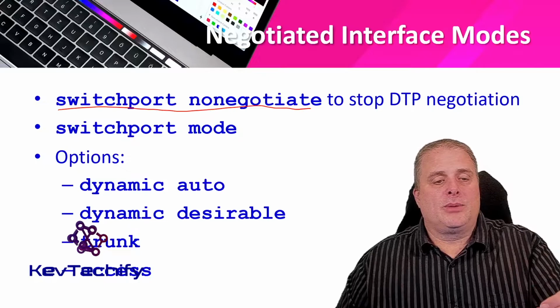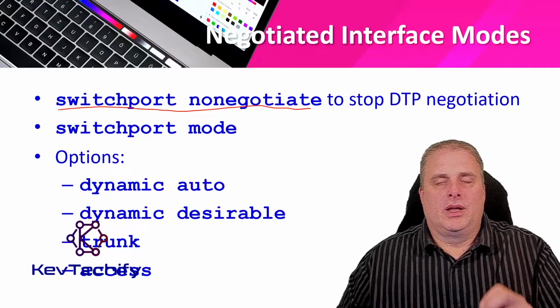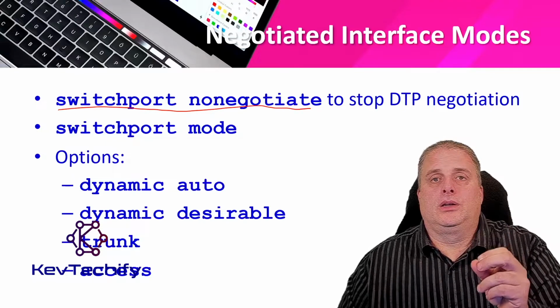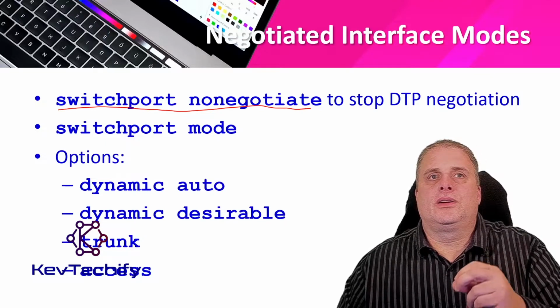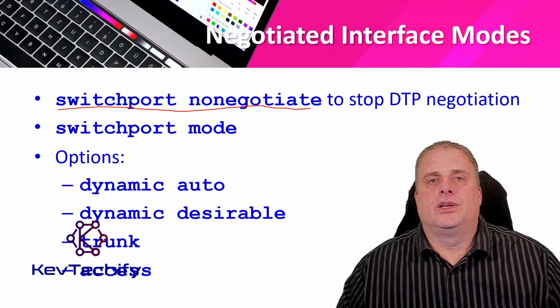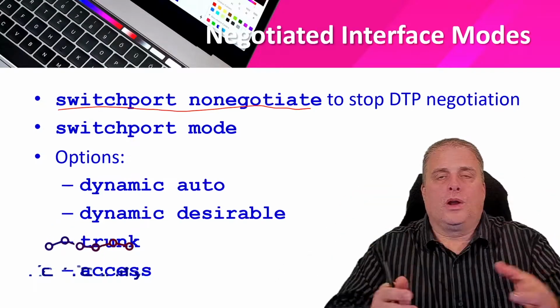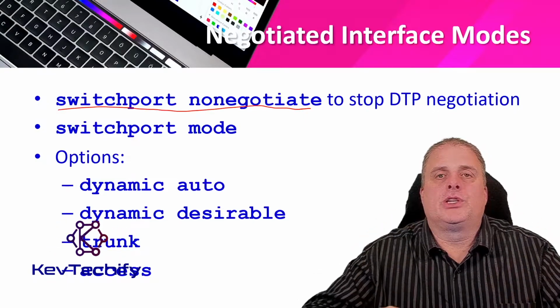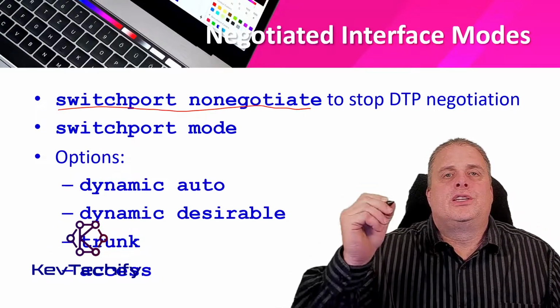The second option is Dynamic Desirable. What this does is it actively seeks to become a trunk by negotiating with the other auto or desirable interfaces. And so we want to become a trunk, and Dynamic Desirable says, hey, I want to become a trunk. Let's see what we can do to make that happen.